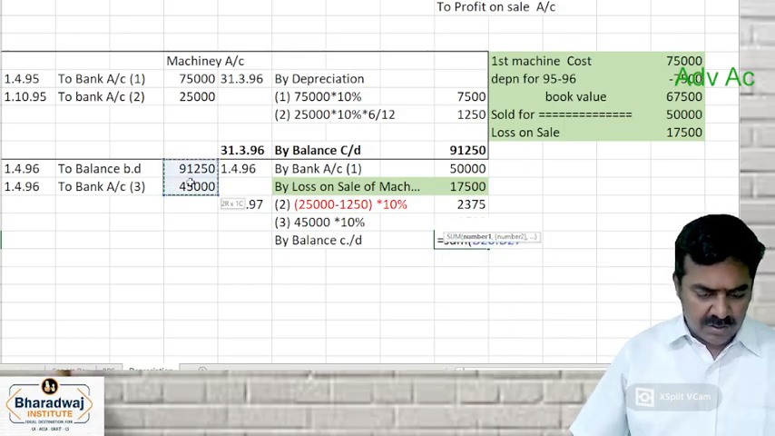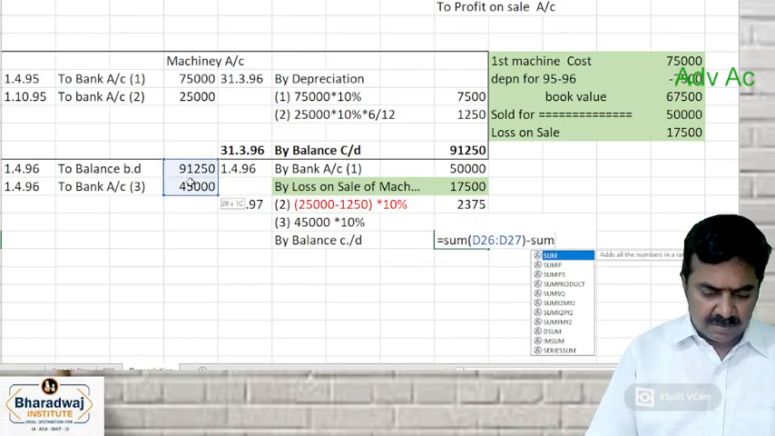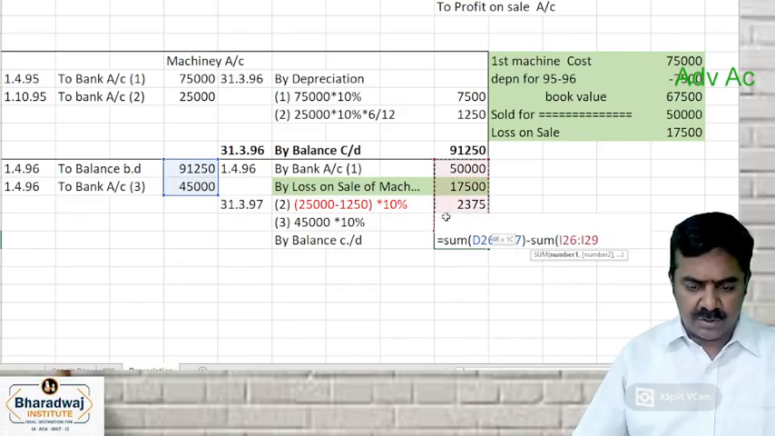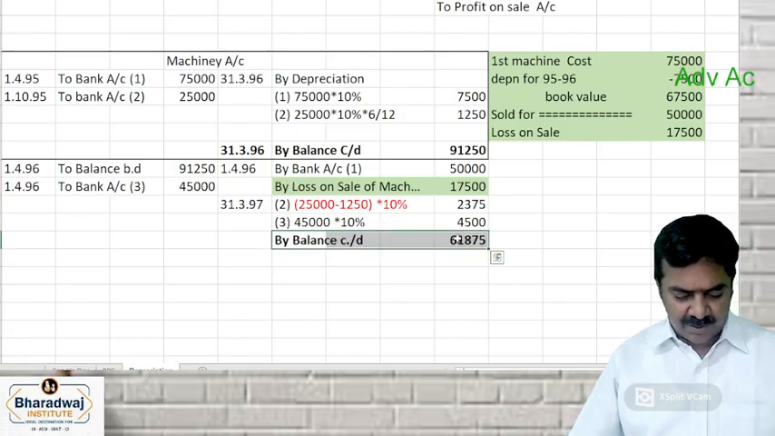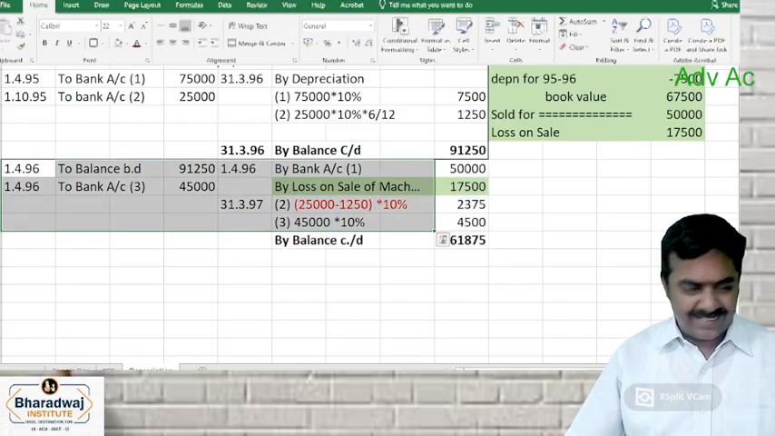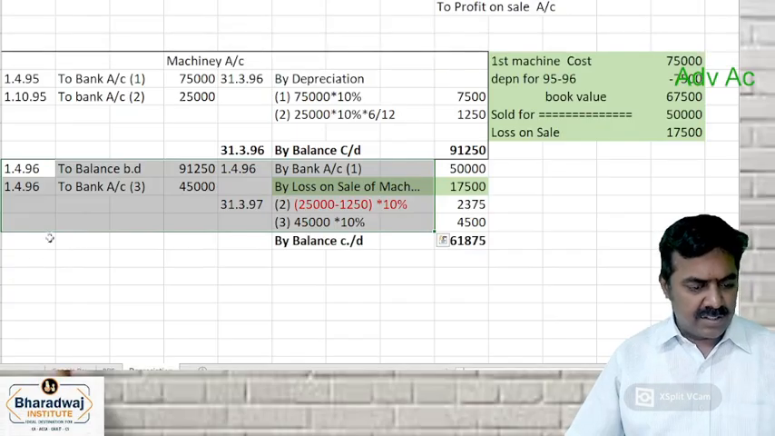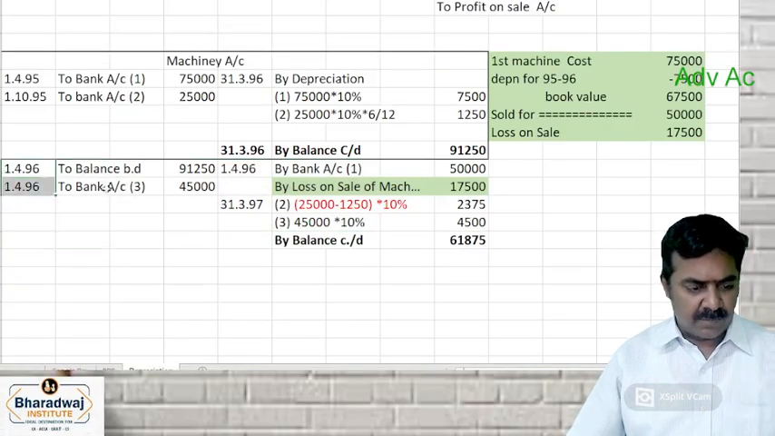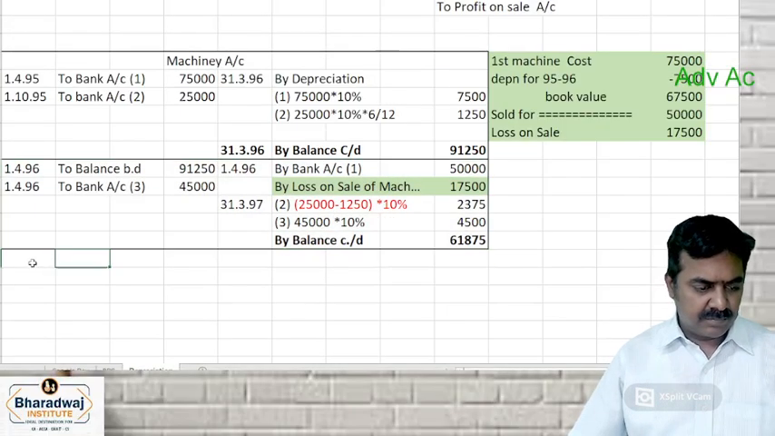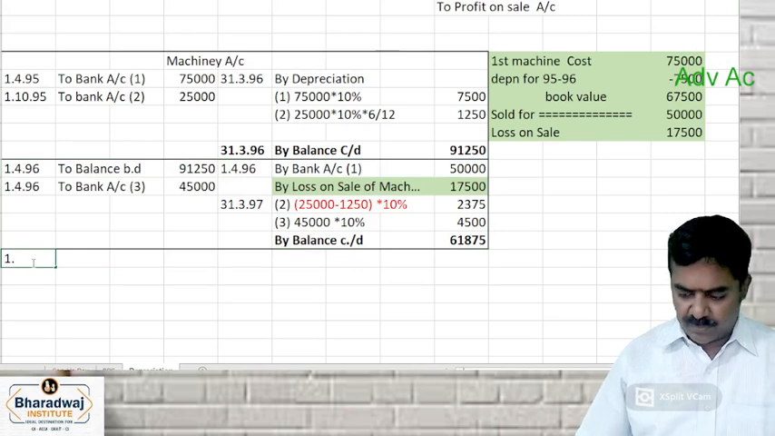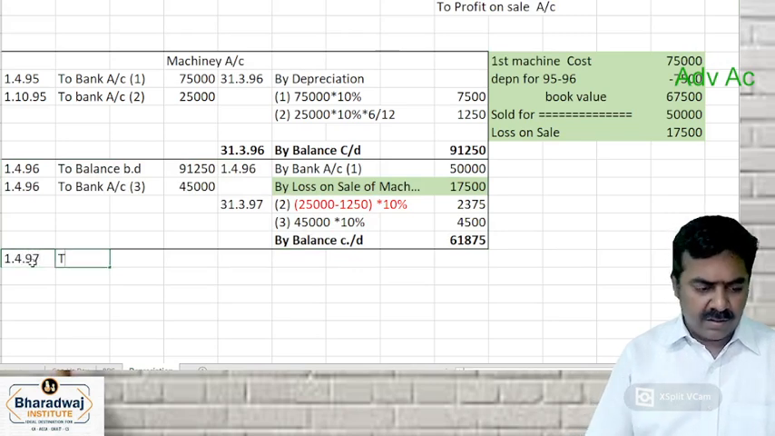I request you to listen because we are going to change the method of depreciation. I'll give you sufficient time to copy. Those who are accessing a recording, you can pause and copy. Okay. Next year, this is the balance carry down. Next year, the balance carry down now. On 1/4/97, balance brought down.